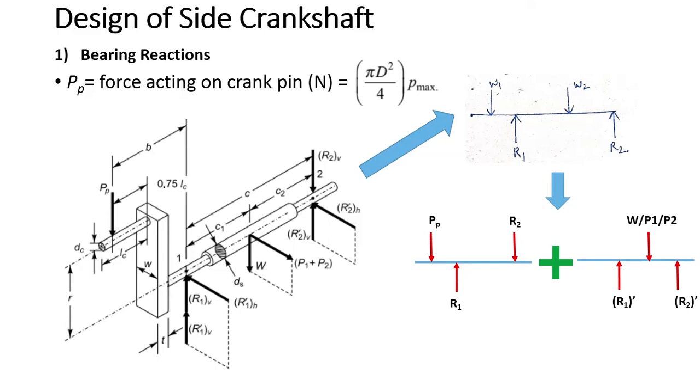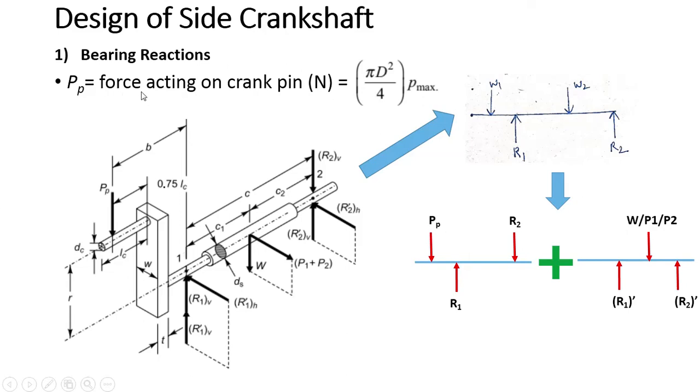Before starting this, we have certain assumptions linked to it. The engine is vertical and the crank is at the TDC position, top dead center. We already discussed that point in the center crankshaft. Next, the belt drive is horizontal. We also saw in the last lecture on the center crankshaft that P1 and P2 are horizontal, meaning the belt drive is horizontal. The last assumption is that the crankshaft is simply supported on the bearings. These are the assumptions we take before we start designing the side crankshaft.